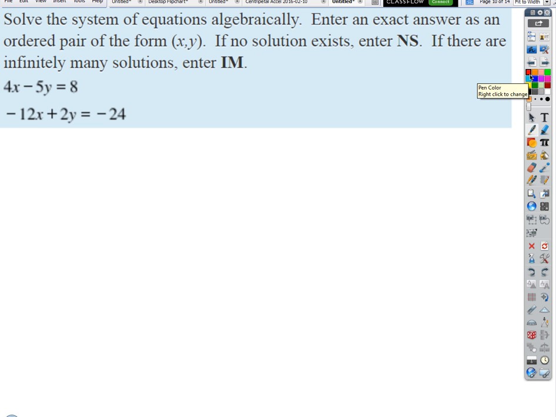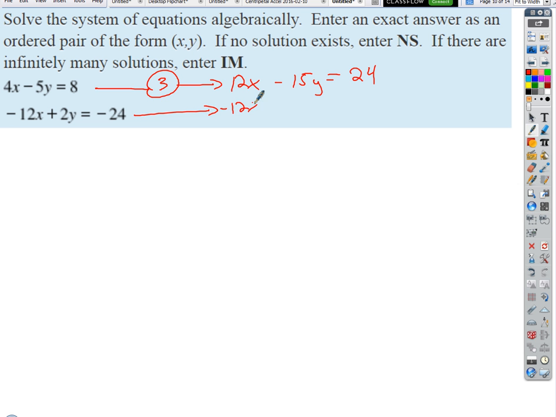Okay, so let's do that. So top one, multiply by 3. And if I multiply, Brandon, what do I get if I distribute a 3 all the way through both sides? I get 12x, 15, good, minus 15y equals 24, good. And then the bottom one we just leave alone. Negative 12x plus 2y equals negative 24.